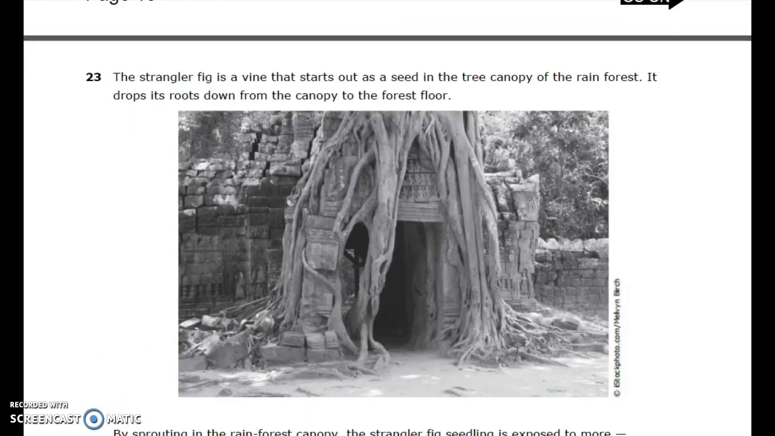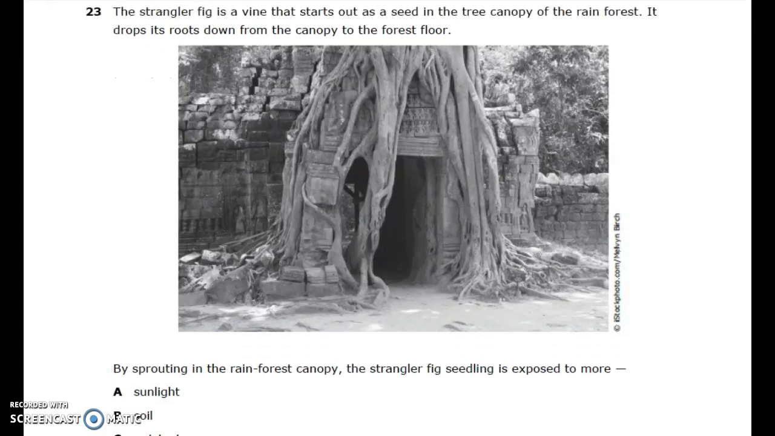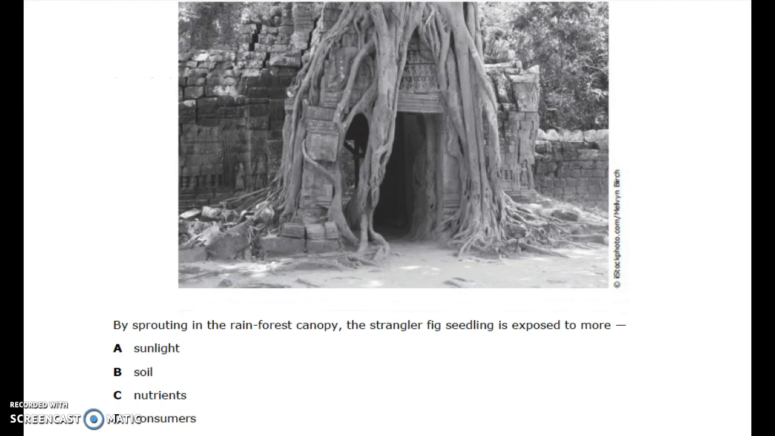Number 23. The strangler fig is a vine that starts out as a seed in the tree canopy of the rainforest. It drops its roots down from the canopy to the forest floor. By sprouting in the rainforest canopy, the strangler fig seedling is exposed to more A. Sunlight, B. Soil, C. Nutrients, D. Consumers.